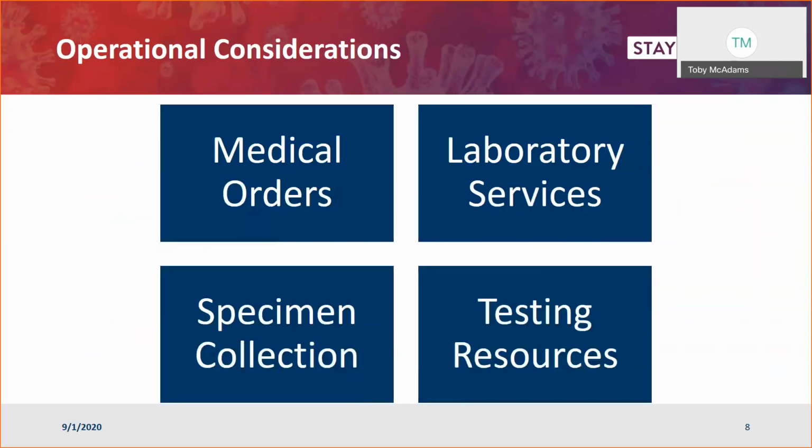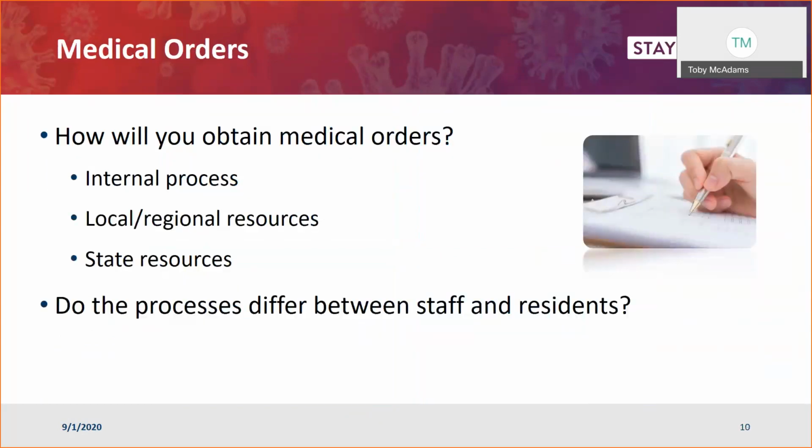Excellent. So let's talk about operational considerations. Now we're starting to really get into the nuts and bolts of your plan, and you're thinking about process here. How am I going to secure medical orders? How am I going to secure lab services? What is my specimen collection model going to look like? And what are the testing resources and supplies that I'm going to need in order to successfully execute this effort?